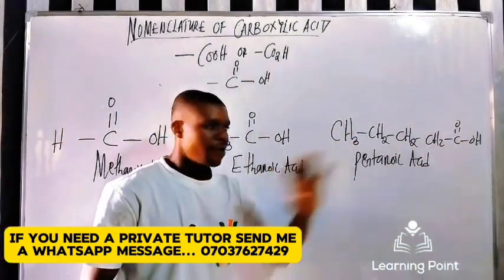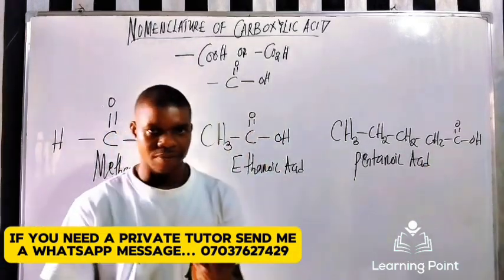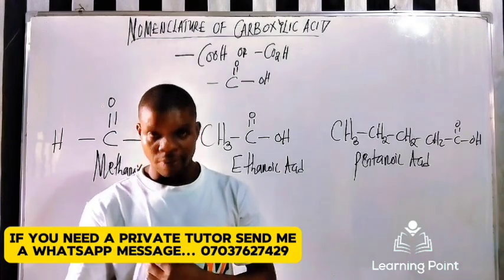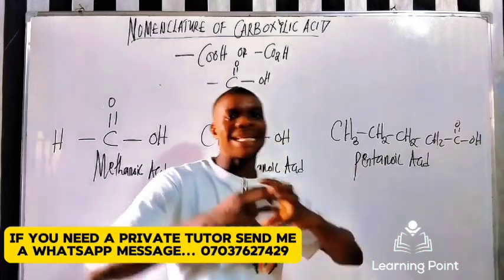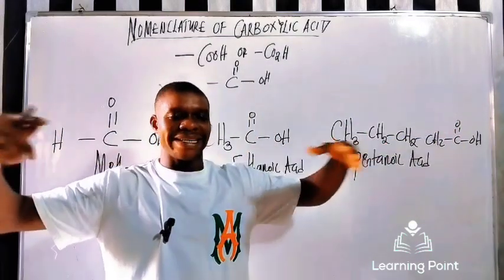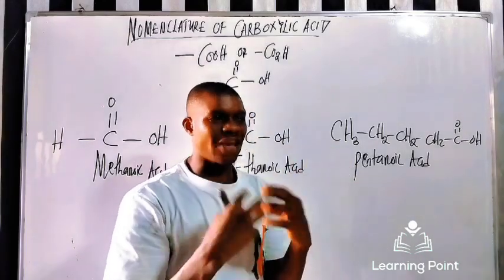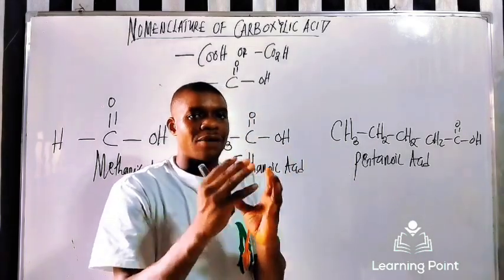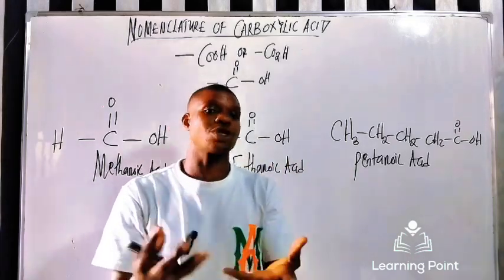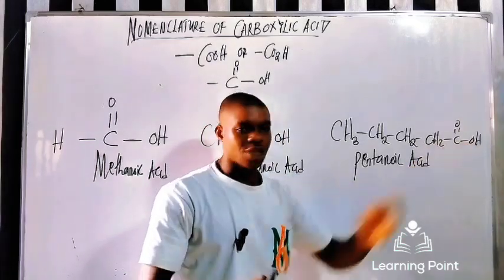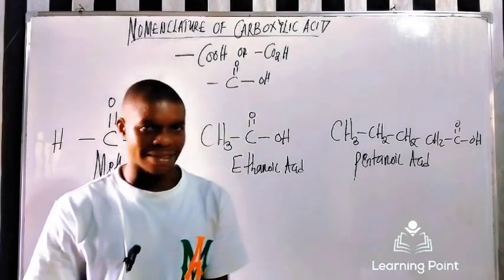Pentanoic acid. Now, what you want to understand here is that the functional carbon atom is always by carbon 1. No matter the length of the carbon chain, the functional carbon atom is always by carbon 1. It means that there's no point of putting the position of the functional group, because you only have one. So that's why we have pentanoic acid, not one pentanoic acid.